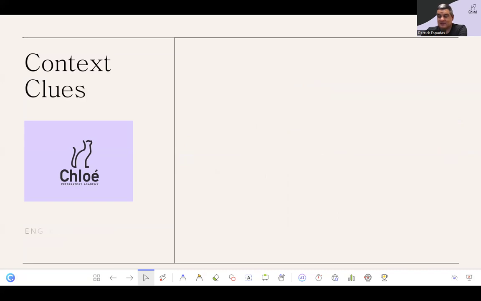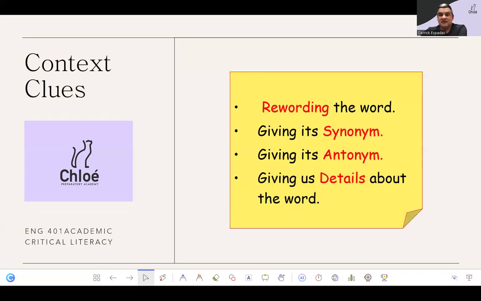So we can figure out words from the other words and clues and definitions that a writer might drop in for other literary purposes to figure out what's going on. So just as a recap, let's look at our four strategies here. It's rewording, giving a synonym, an antonym, and giving us details about the word.